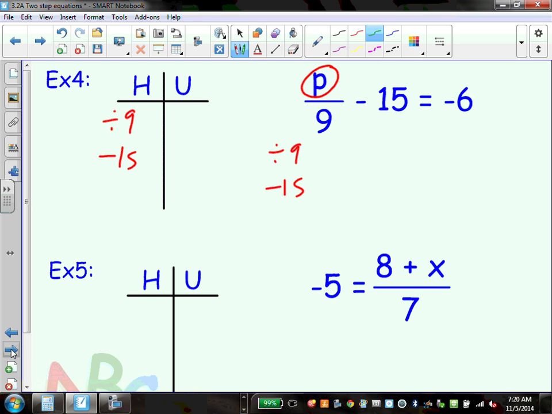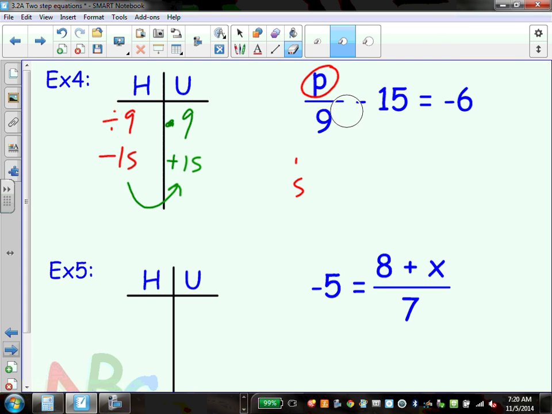Undoing those, we're going to go in the backwards order. To get rid of the minus 15, we're going to do plus 15. And to get rid of dividing by 9, we're going to multiply by 9. So let's see that play out in the example then.